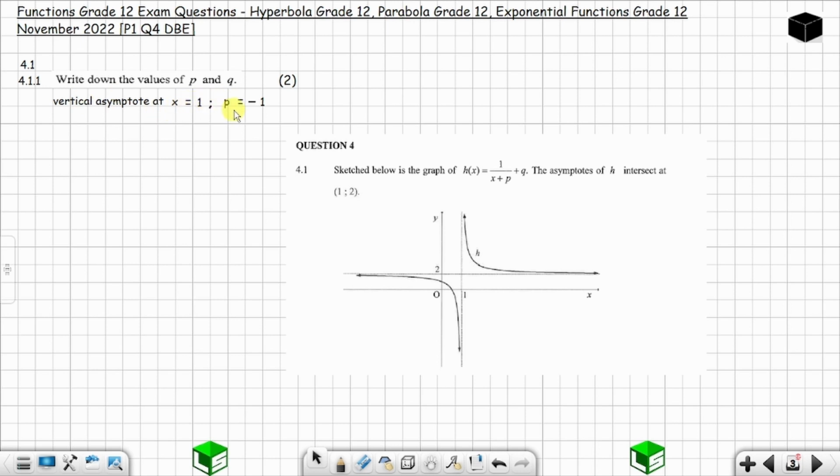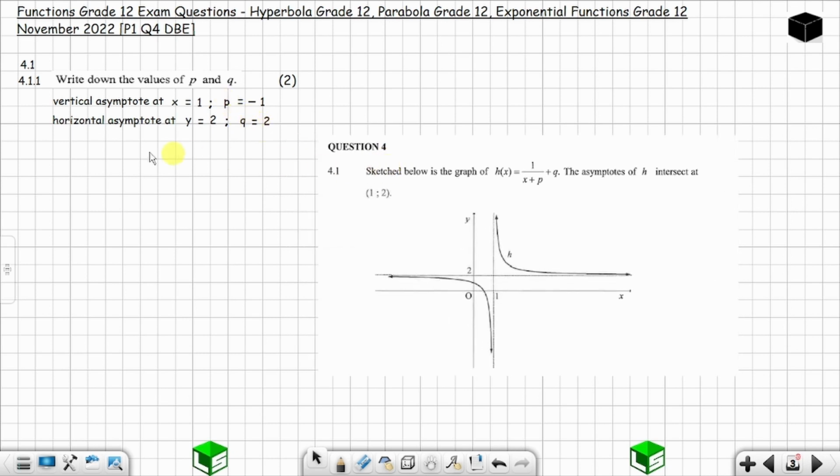Now to get the value of Q, you can tell by the horizontal asymptote. You have the horizontal asymptote at y is equal to 2, and from this, you know that Q is equal to 2. So this is how you can write down the values of P and Q. Now let's continue.